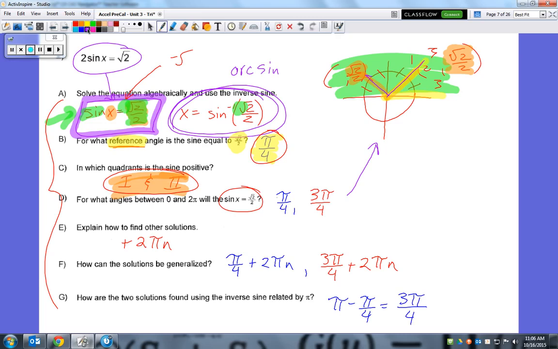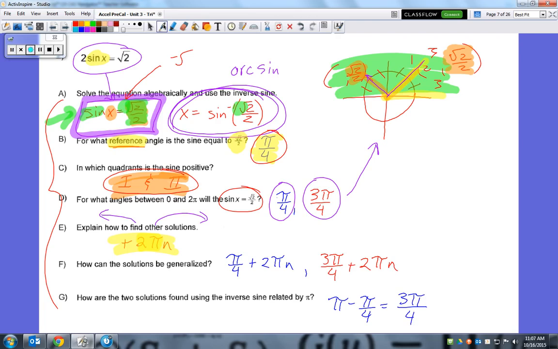Okay, this will yield, we already see it on this, I'm jumping ahead a little bit just to show you how I want you to use it, the pi over 4 and the 3 pi over 4, and explain how to find all other solutions. Again, the fundamental period for sine is 2 pi. So we're going to say plus 2 pi n. That means jumps to the right and jumps to the left.